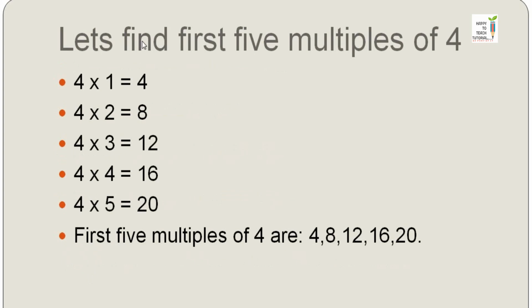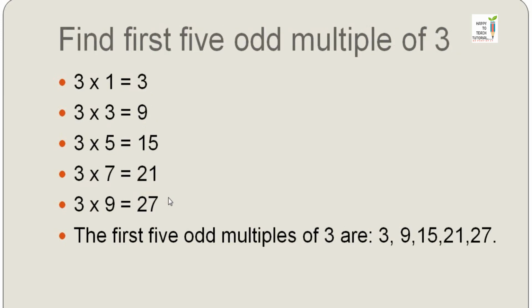Next, if we are asked to find the first 5 multiples of 4, let's find them. We have to multiply 4 by the first 5 numbers. The first 5 numbers are 1, 2, 3, 4 and 5. So multiply 4 by 1, 4 by 2, 4 by 3, 4 by 4 and 4 by 5. So we get the first 5 multiples of 4 are 4, 8, 12, 16 and 20.